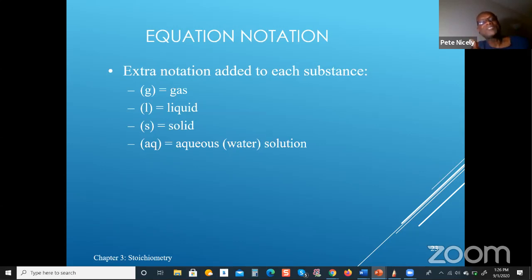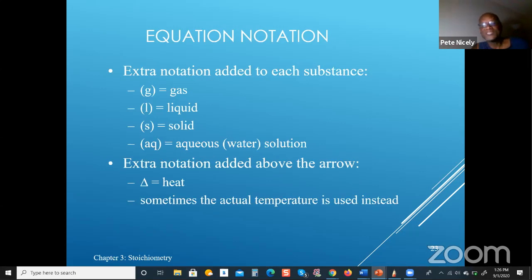You'll see these symbols in parentheses, right beside the formulas, indicating the states: gas, liquid, solid, and the aqueous state, which means that the substance is dissolved in water. And then there are some other notations you might see, such as this small triangle here, which represents heat. In some cases, you might see some additional information. For example, you might see the actual temperature given, you might see pressure given, and other information just to give you the conditions for the reactions, all right?